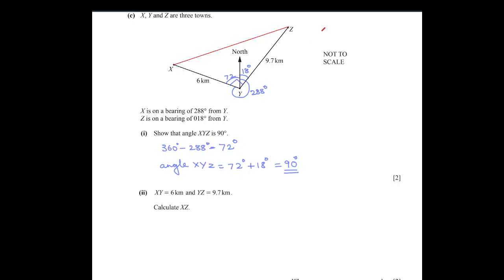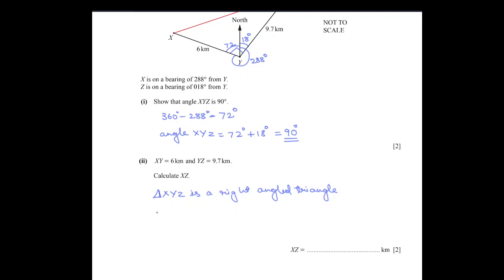So XYZ is what triangle? Right angle triangle. Triangle XYZ is a right angled triangle. Using Pythagoras theorem, we can find out the value of the hypotenuse. So XZ will be square root of XY square, which is 6 square, plus 9.7 square. Find out using calculator.